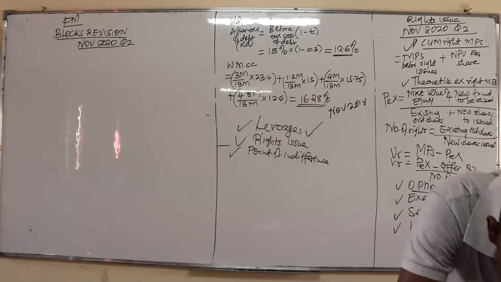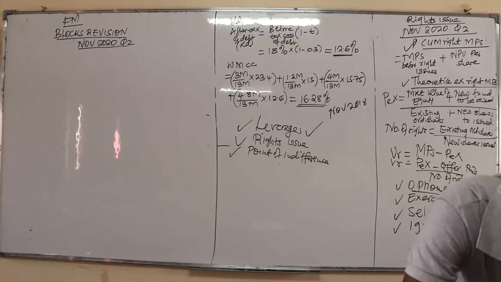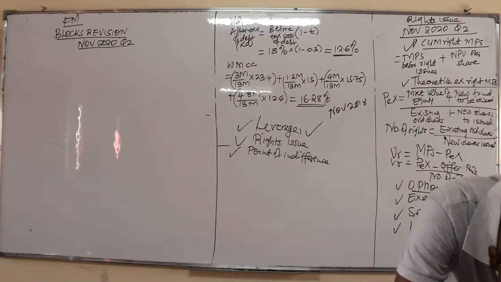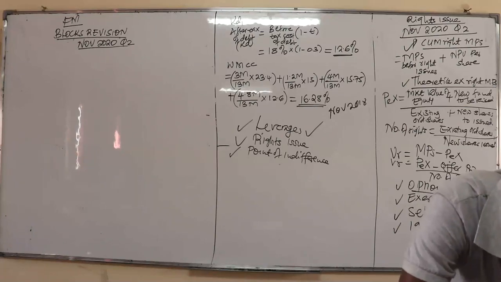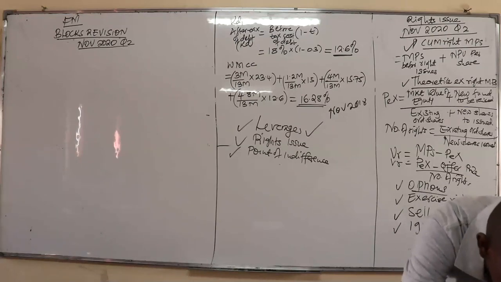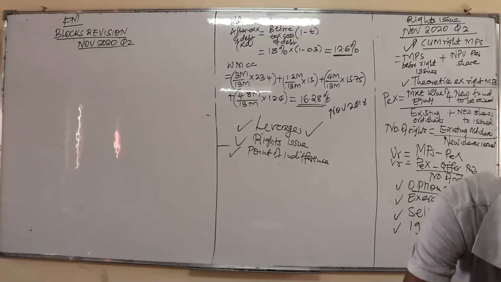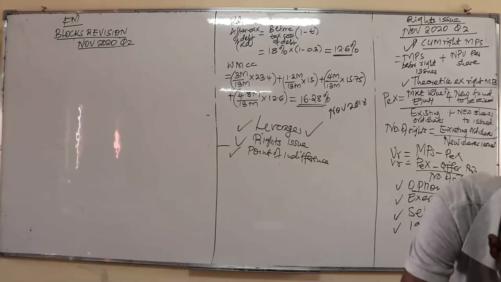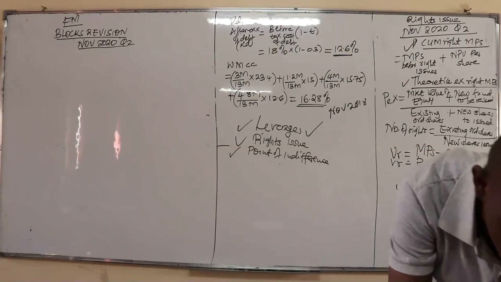The directors have decided to make a one for five rights issue at a discount of 30% at the current market value. The company's most recent financial statements are presented below. We have the income statement for the year ended 31st March 2020. We've also been given the capital and reserves as of 31st March 2020.